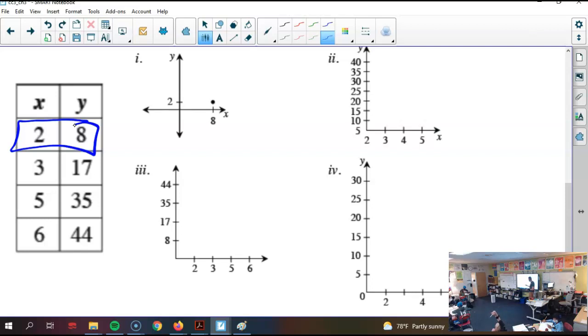Amelia? They mixed up the y and the x. This is your x-axis, but our x is supposed to be 2. Come on. This is the y-axis, but the y is supposed to be 8. They goofed up their x and y. Guys, x is always your horizontal, y is always your vertical. So graph I goofed up their x and their y.